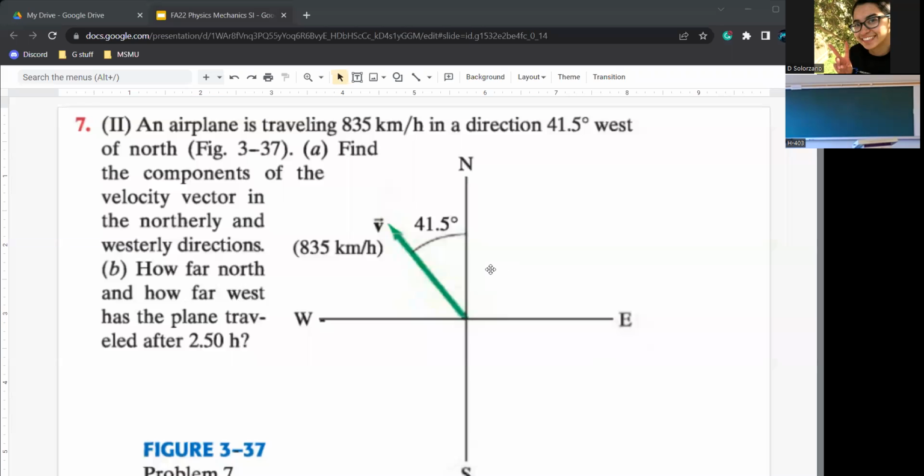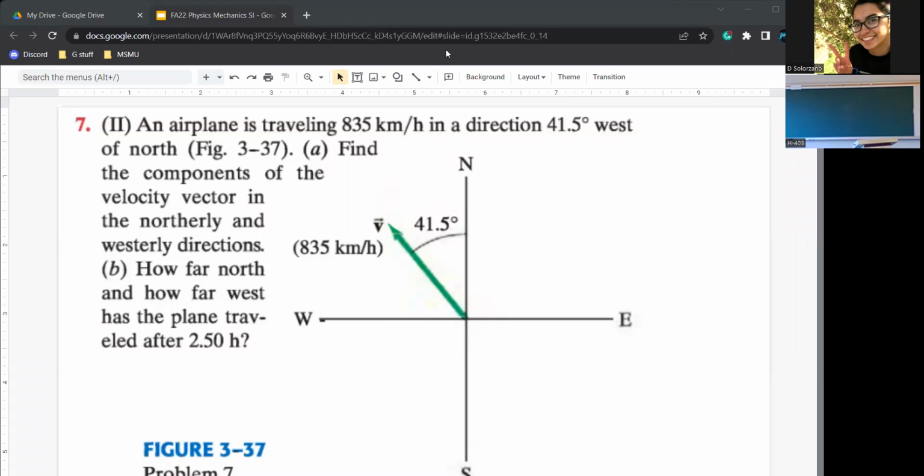Okay, so today we're gonna go over some vectors and then some projectile motion. So the first one that we have is an airplane traveling 235 kilometers in a direction that is 41 west.